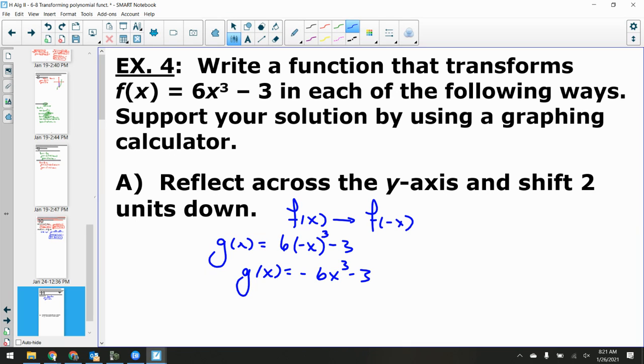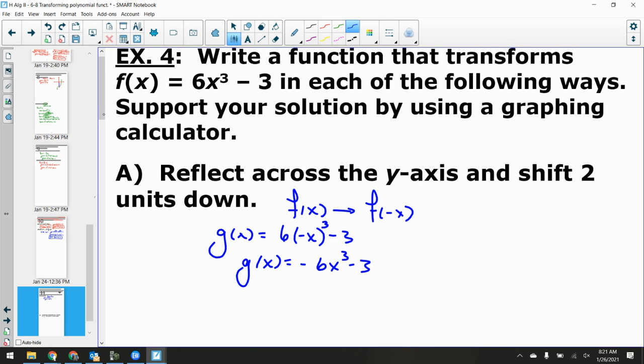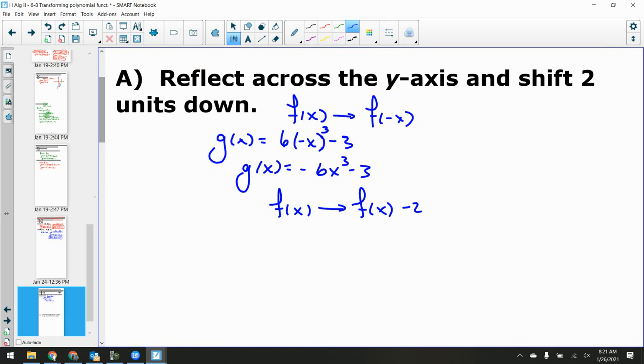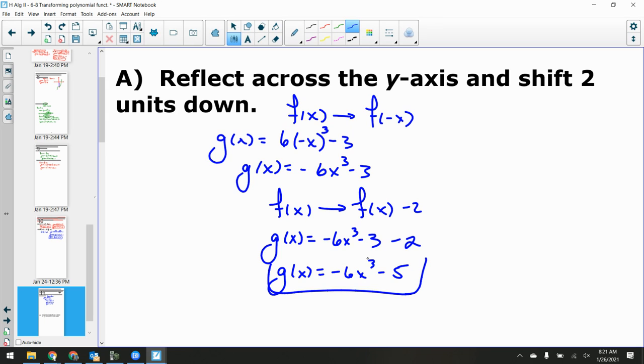But I'm not done yet. I have to now take it 2 units down, which means f of x is now going to map to f of x minus 2. So g of x was then going to be negative 6x to the third minus 3 minus 2. All right, so g of x is negative 6x to the third minus 5, all said and done.